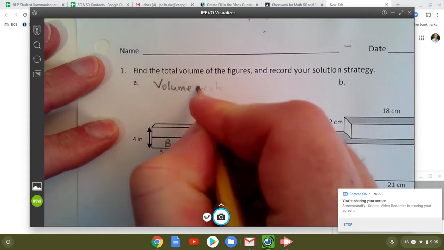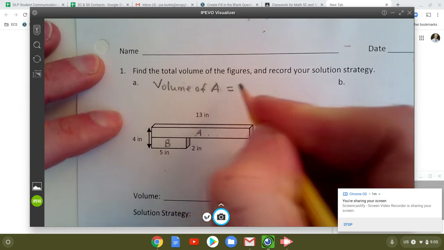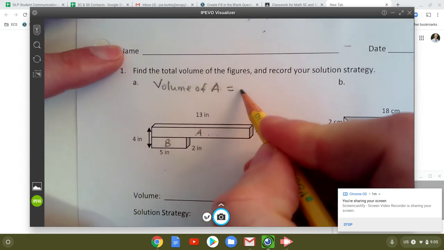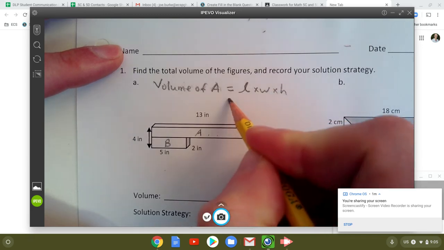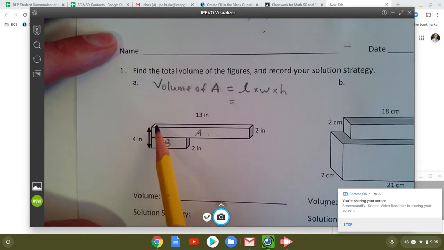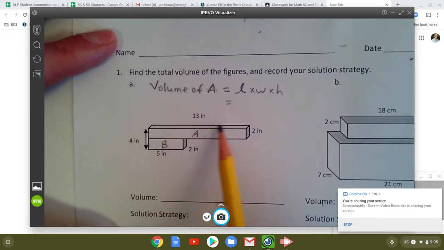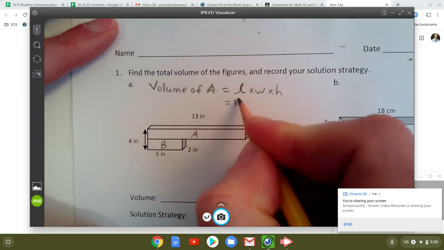volume of A, so I need the length and the width and the height. And can I find the length? Yes. Okay, the length is not so hard to find here. It's 13 inches. And that's really what it's all about, is making sense of what measurements you have. So 13 inches. That's my length.